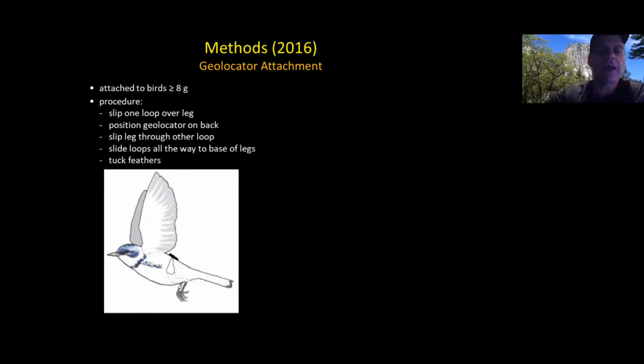And we attached the geolocator by slipping one loop over a leg, and then we'd position the geolocator on the center of the bird's back, ensuring that the light sensor was facing up, and then we slipped the other leg through the other loop. And then next we would work the loops up to the base of the leg so that the geolocator sat snugly on the back of the bird.